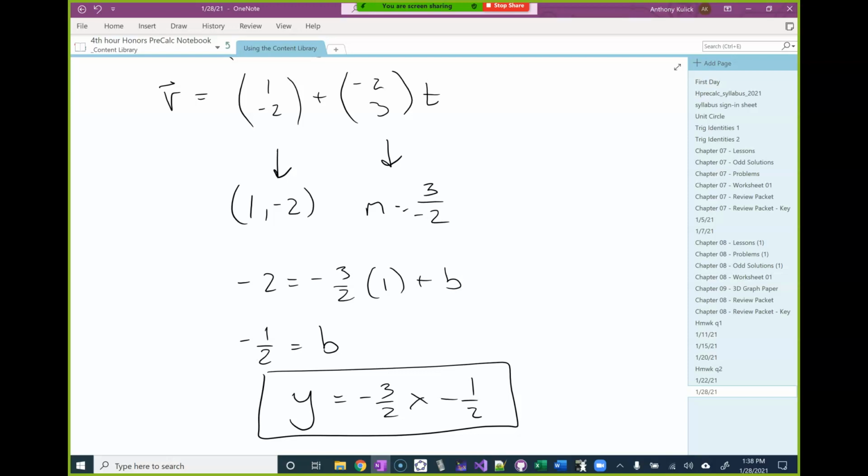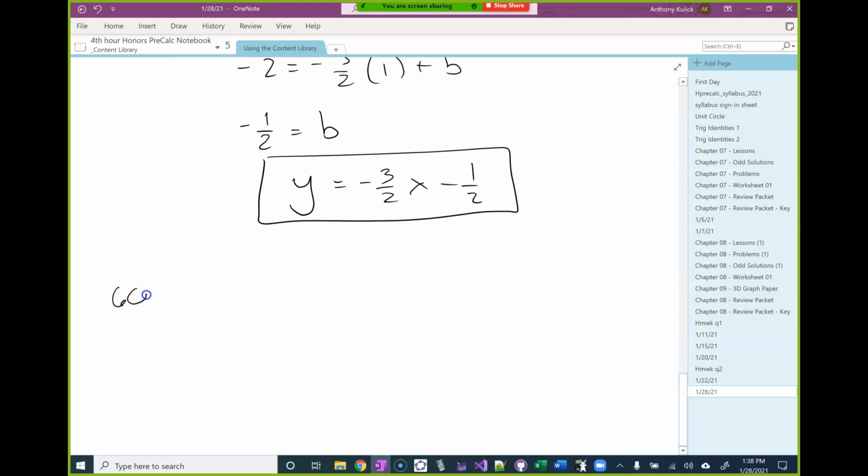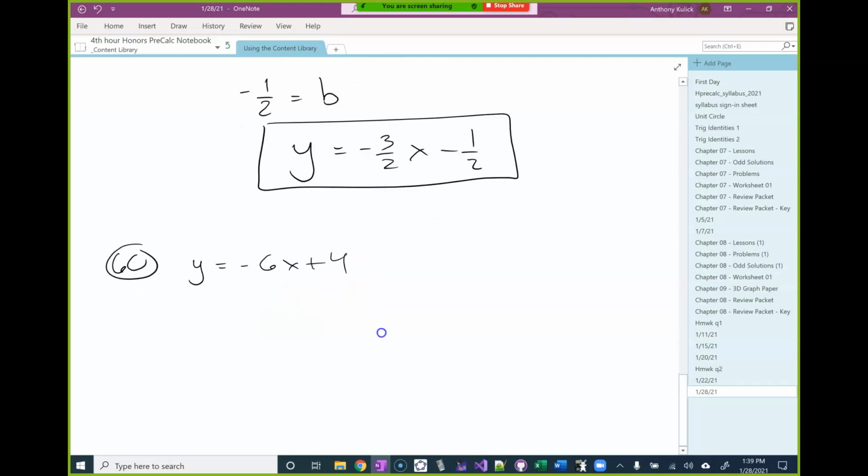60. Sure. So this says find a possible vector line equation in the linear combination form. That's the form that we're into. That's the ones with the i's and the j's in it. It's the linear combination form. For the following lines given in slope-intercept form. So y equals negative 6x plus 4.